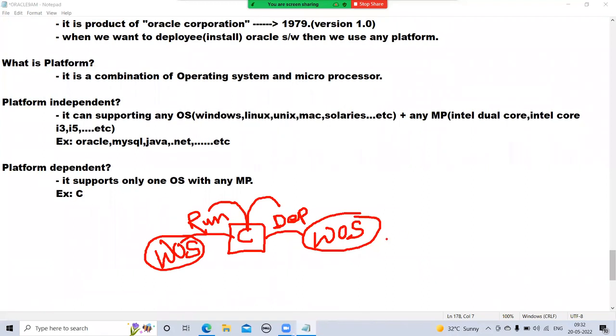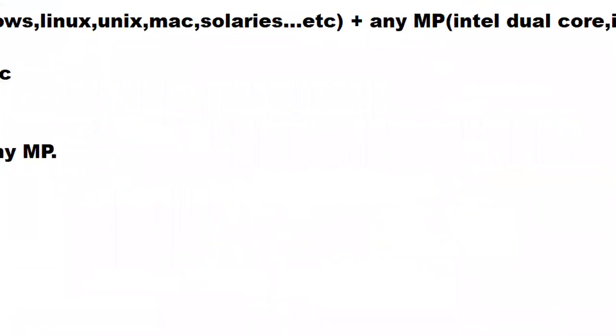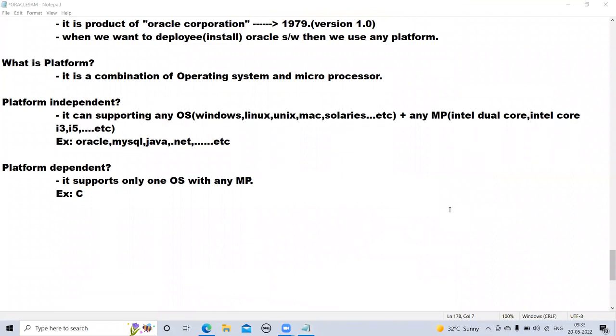Suppose you developed your C application and you want to run it in Linux, then you should deploy on Linux, and you should go for a Linux run. So in whichever operating system you deploy, the same operating system will work and execute. That kind of nature is called what now? Platform dependency, we call it.